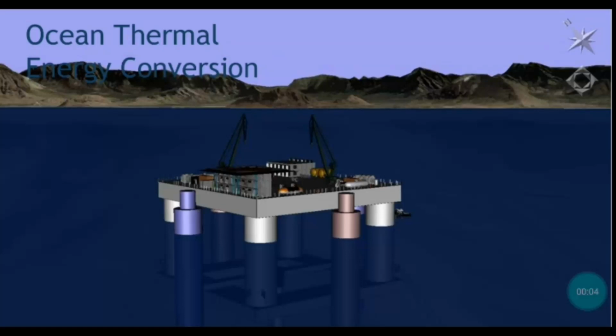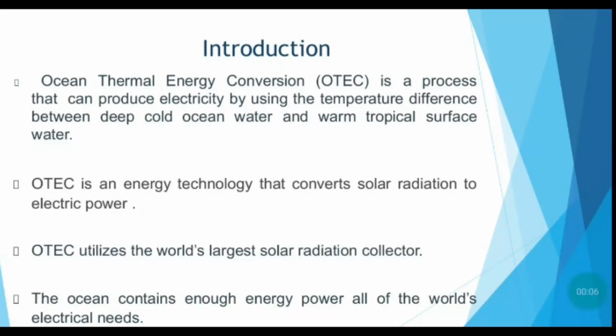Ocean thermal energy conversion. Ocean thermal energy conversion, also known as OTEC, is a process that can produce electricity by using the temperature difference between deep cold ocean water and warm tropical surface water. It is an energy technology that converts solar radiation to electric power. It utilizes the world's largest solar radiation collector.